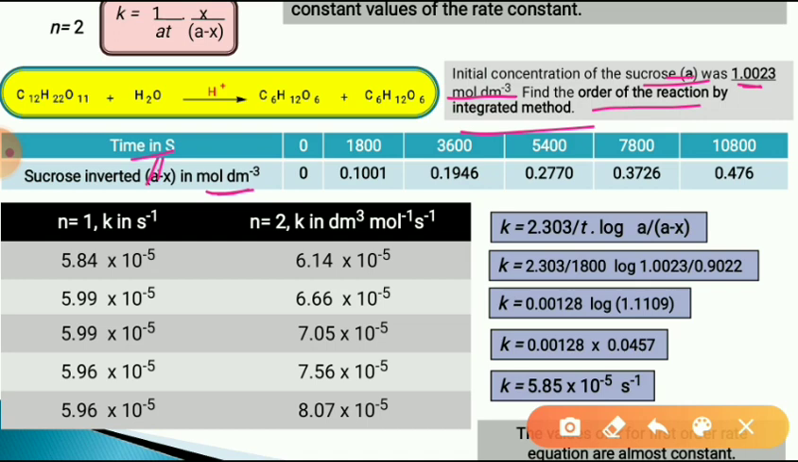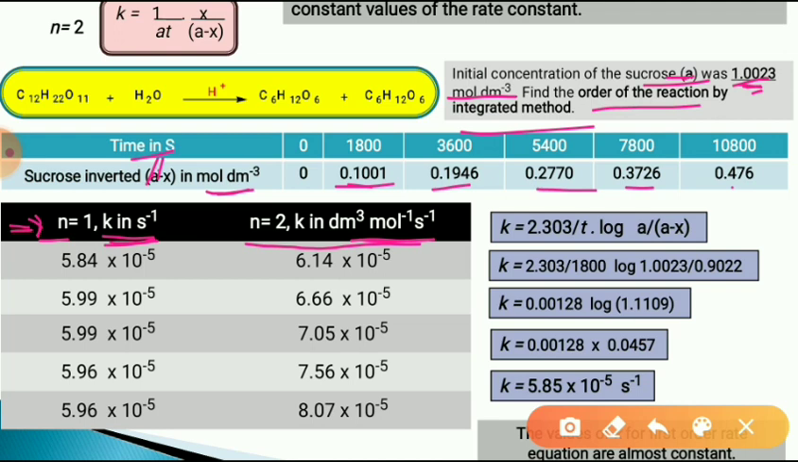Now we have to put these values, the value of a and then these x values, in the above two equations separately. Here we have taken two columns. In the first column, first order is taken, that is n equal to 1, and k is given in units per second. In the second column, n equal to 2, and k is given in dm cube per mole per second.